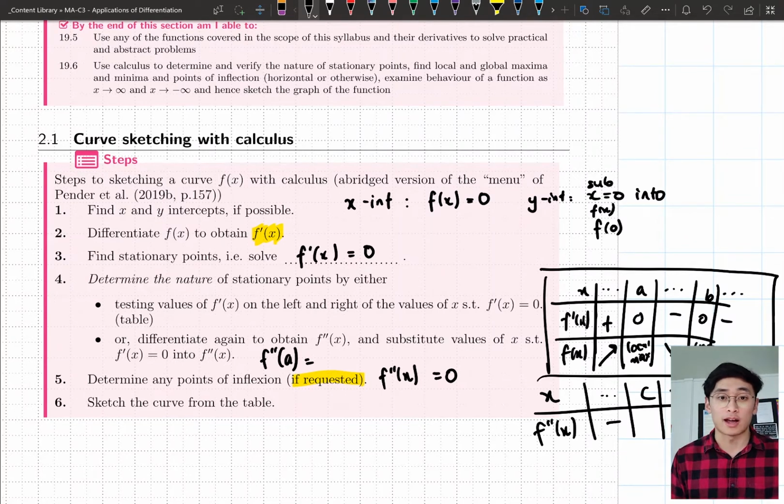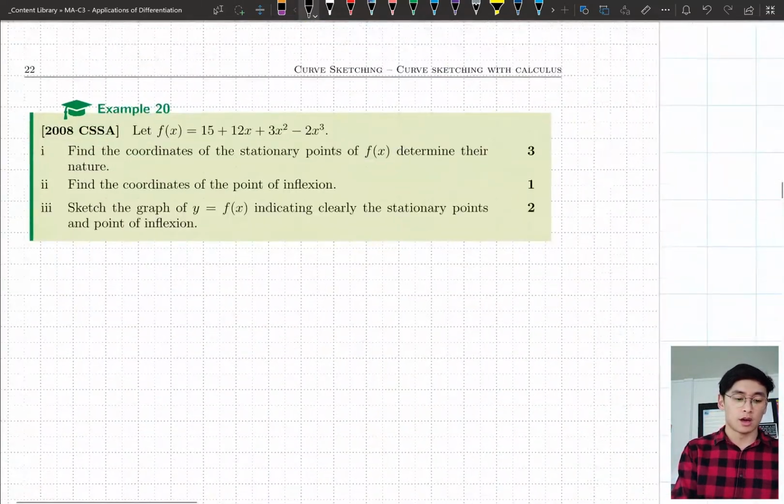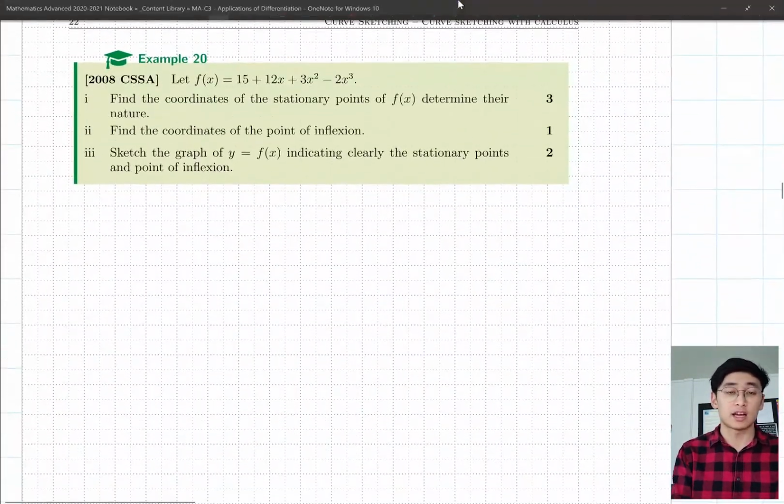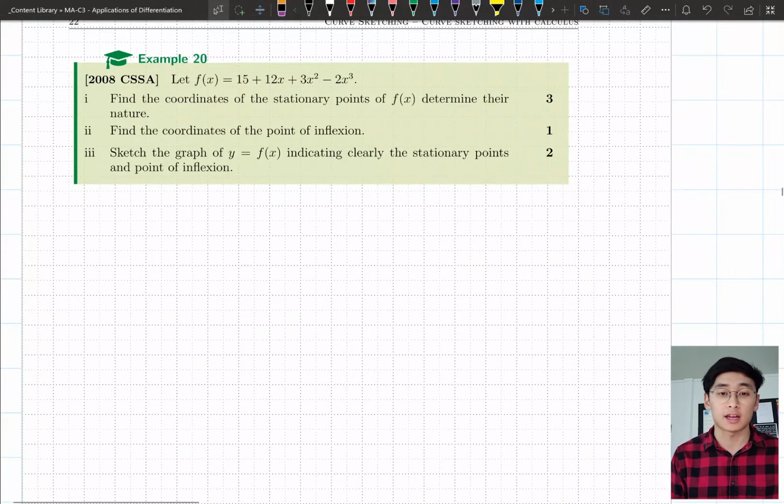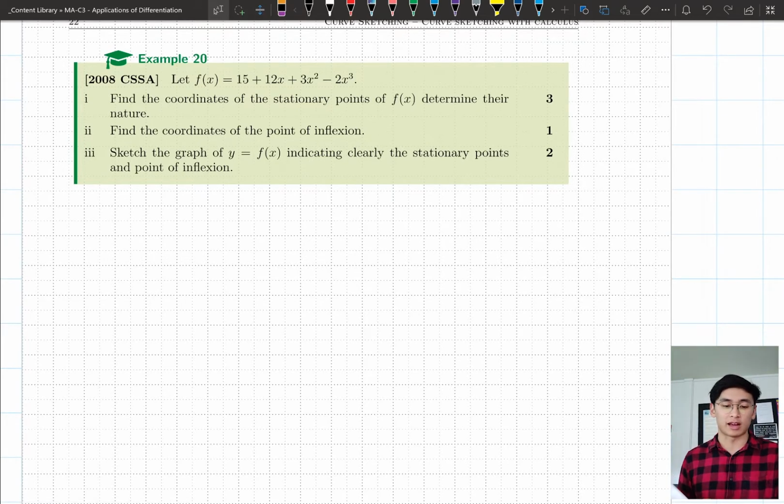So let's have a go at actually answering a question using these steps. If you turn over the page to page 22, this is example 20, taken from a 2008 Catholic Schools paper, where we've got the function f of x is equal to 15 plus 12x plus 3x squared minus 2x cubed. Okay, so let's go through these parts here.